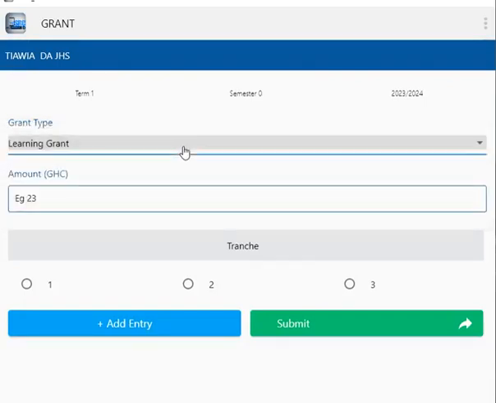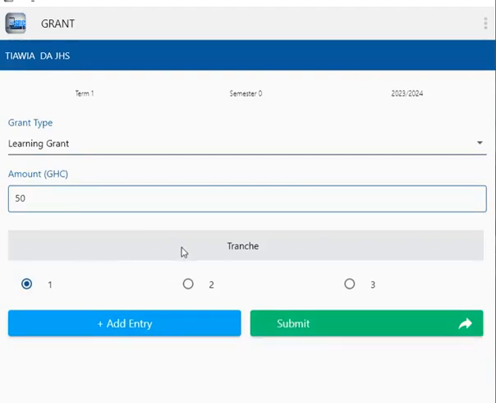So if you take learning grant, for instance, you see the amount that was received based on the tranche over here. So let's assume that in this school we received 50 Ghana cedis for first tranche. Within the same term, first tranche, 50 Ghana cedis. Okay, and that was the first tranche. So I select tranche 1. Good. Then after that, I click on add entry. If that's the only money that you received in the school, no capitation grant, nothing, then here becomes 50 Ghana cedis, then you click on submit.